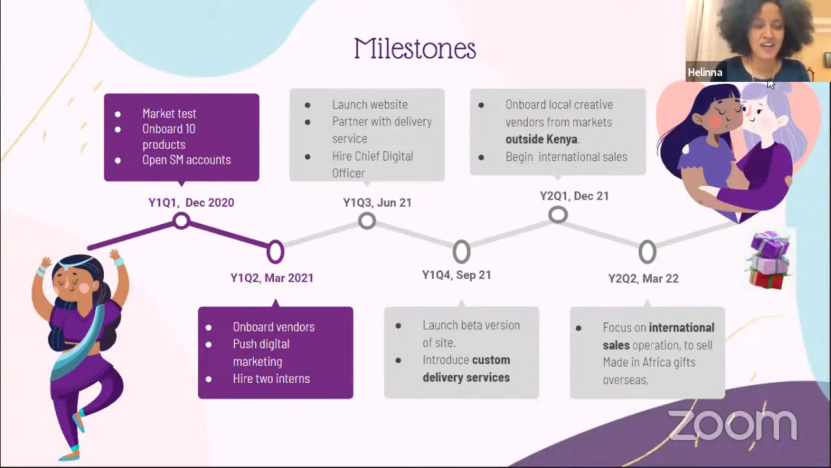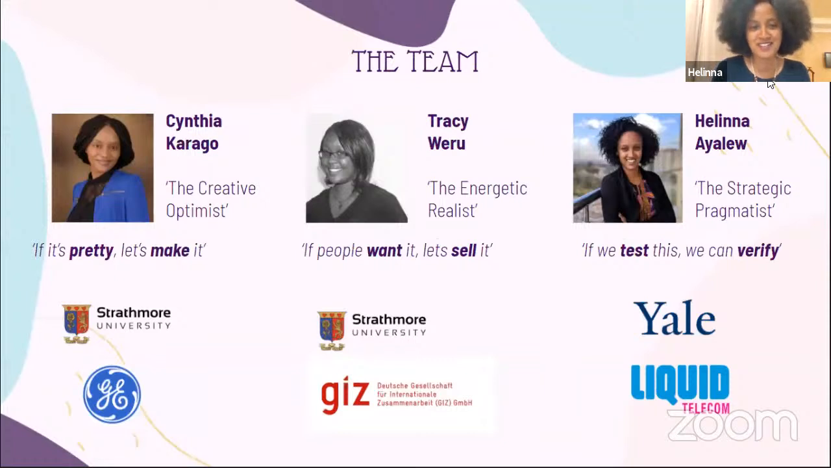As far as our timeline, we are currently in an aggressive market test. We've onboarded a few products and started our social media accounts. But post the holiday, Q1 of next year, we really want to be aggressive in bringing on new vendors, push digital marketing and bring on some headcount. Within the next few months, then we want to go on to the next version of our website, adding on custom delivery services and then expanding outside the country, both to source our products and also to deliver. The team is composed of three very energetic young women who live in Nairobi.